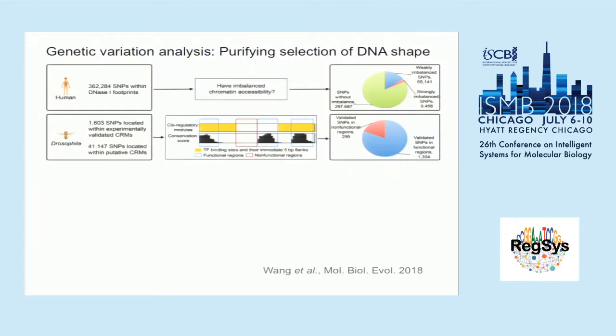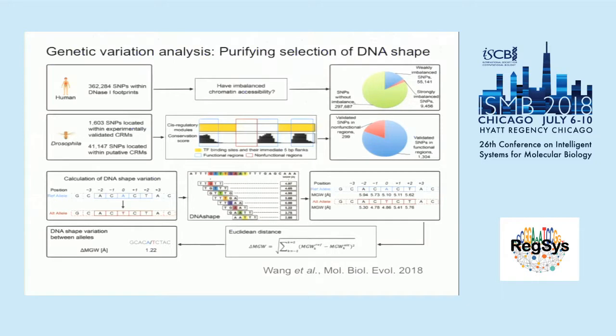Many people had asked us over the years, have you looked at selection? Have you found if DNA shape is under selective pressure? So we looked at human data and fly data, and we predicted the effect of a SNP on DNA shape. We calculated a Euclidean distance between the reference allele and the alternative allele, and then we looked at the amount of DNA shape change and how this correlates, for instance, with minor allele frequencies.